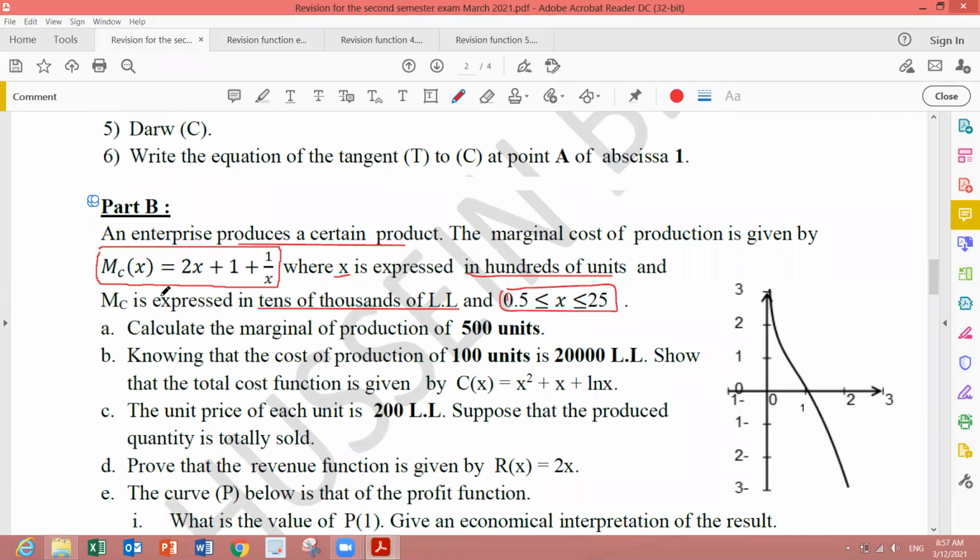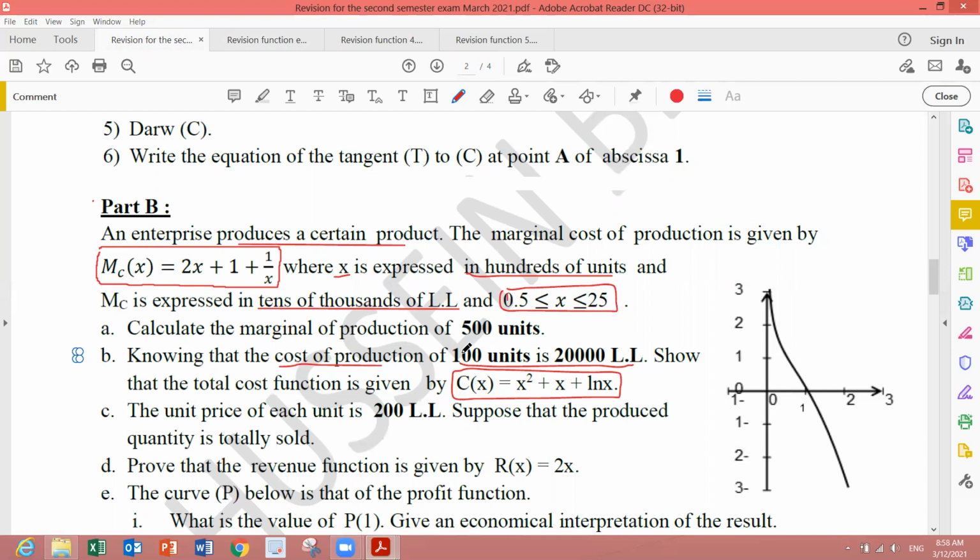Now part B. Knowing that the cost of production of 100 units is 20,000 Lebanese lira, show that the total cost function is this one. How to prove that the total cost function equals this? We have to prove that the derivative of the cost equals the marginal cost, and that the cost of production of 100 units is 20,000 Lebanese lira. The derivative of x squared is 2x, derivative of x is 1, derivative of ln x is 1 over x. So the derivative of the cost equals the marginal cost.